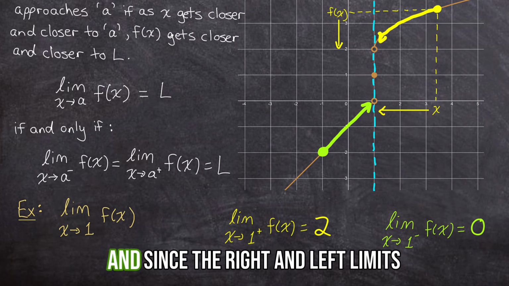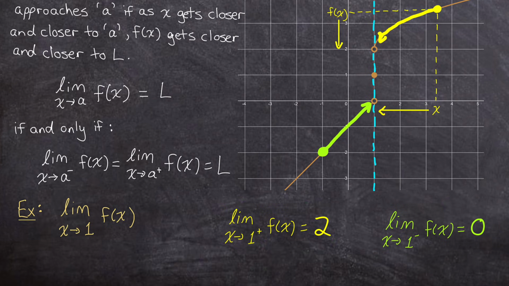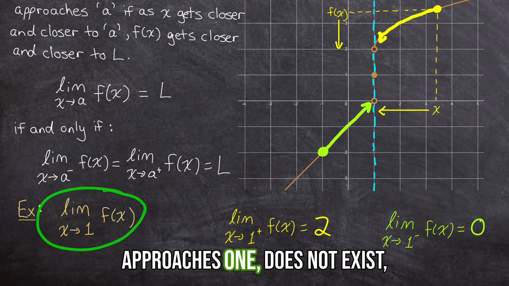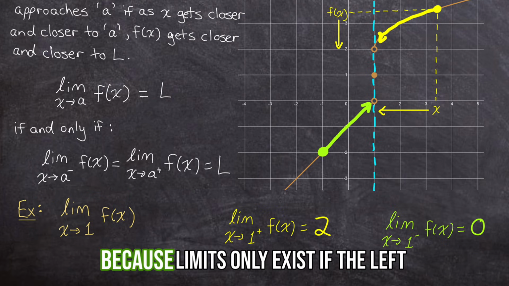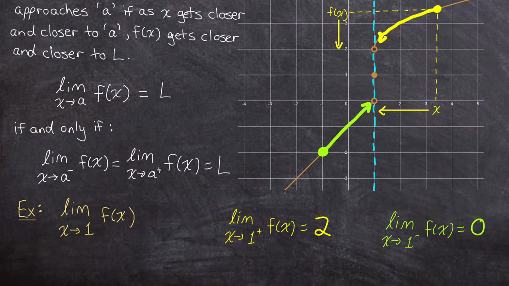And since the right and left limits are not equal to each other, I know the limit of f at x as x approaches 1 does not exist, because limits only exist if the left and right limits are equal to each other. So I could say the overall limit does not exist.